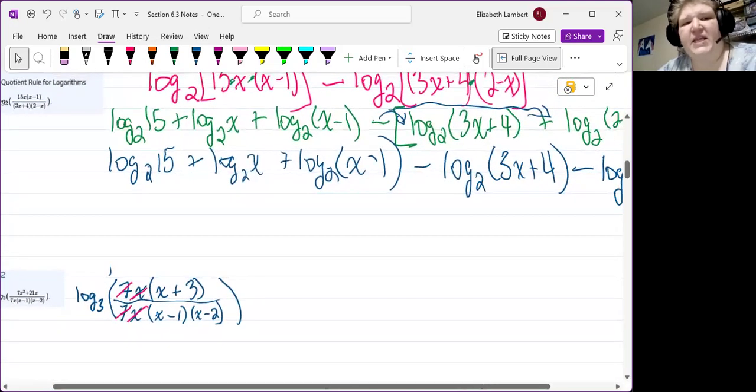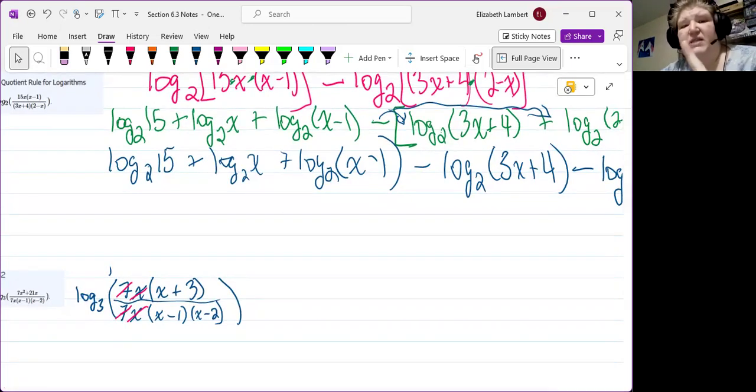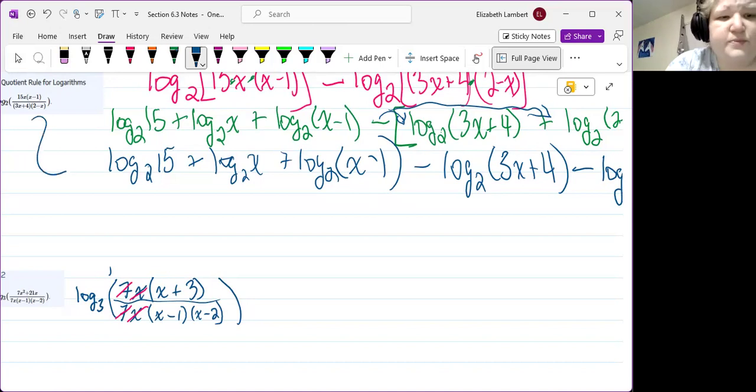So I had the 15, the x, and the x minus 1 on top. 15 is positive. Log base 2 of x is positive. Log base 2 of x minus 1 is positive. Both of the things on the bottom ended up with a negative. So a lot of people will actually go from the start of the problem straight to that line. And that is fine. As long as it's making sense in your head, go for it. Just don't split the log too much.